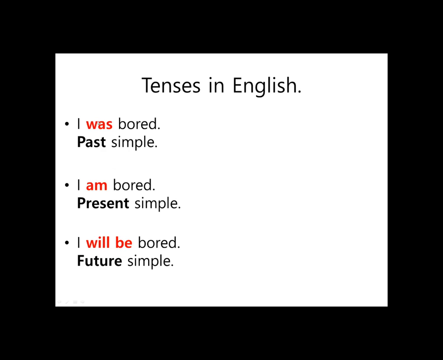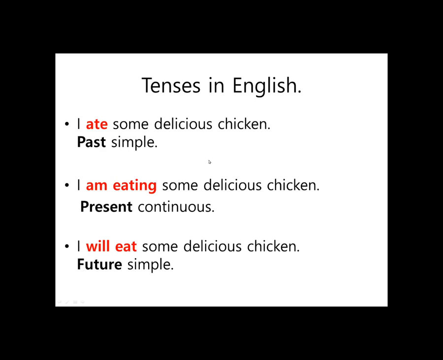Okay, so by changing this verb to past simple or present simple or future simple, we know when in time we're talking about. Is it something that was in the past, something I am feeling now, or something I will feel in the future? Okay, so this is with the be verb. And here are some other examples using an action verb. Okay, so I ate some delicious chicken. I ate. So this is the past simple of the verb to eat.